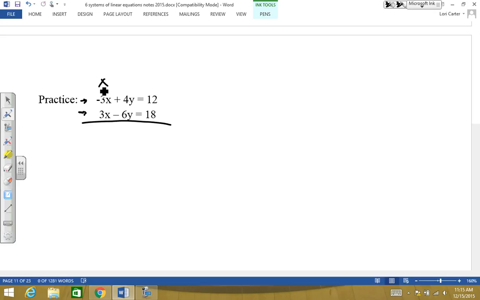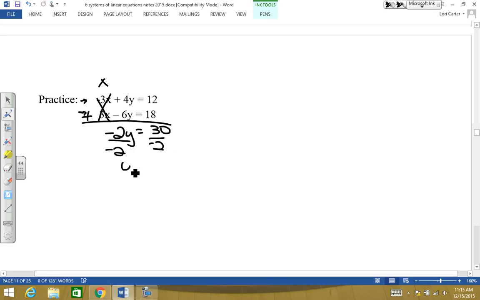What do I do with the two equations with their opposite coefficients? You add them. So what's negative 3 plus 3? 0. So that one's gone. Negative 2y equals 30. Then divide by negative 2. y equals negative 15. I'm a good teacher.